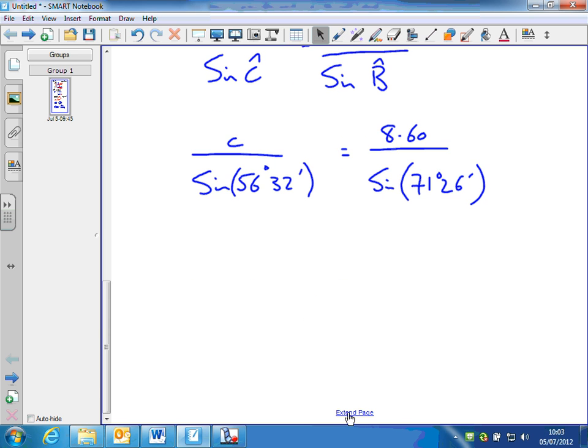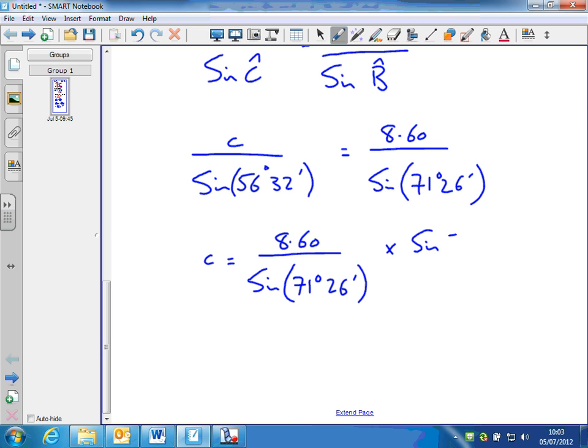Now we need to rearrange this formula to get little c on its own, so I'm going to multiply both sides by what's underneath on the left hand side. So c equals 8.60 over the sine of 71 degrees 26 minutes, multiplied by the sine of 56 degrees 32 minutes. And now I'm going to get my calculator and do that.